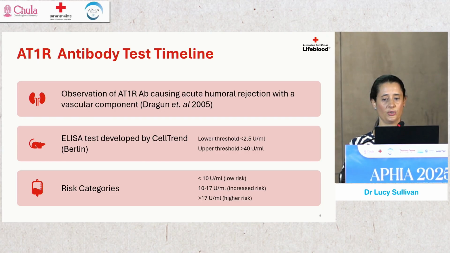By 2012, based on her work, a diagnostic test was developed that was a quantitative antibody binding assessment in the form of a sandwich ELISA. The assay has a lower threshold of 2.5 units per mil and an upper threshold of greater than 40 units per mil. Based on these thresholds, they designed three risk categories, with less than 10 units per mil of AT1R antibodies being low risk, 10 to 17 increased, and greater than 17 classified as a higher risk category.